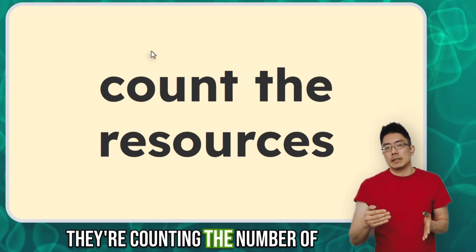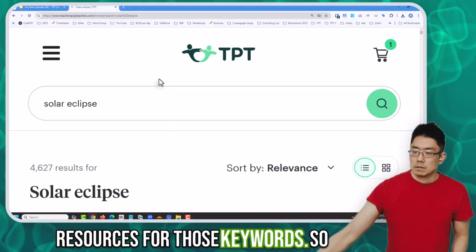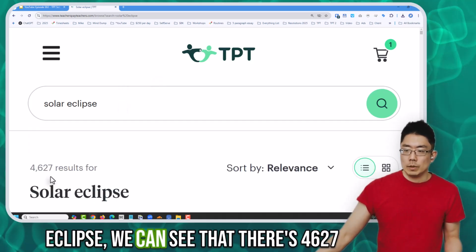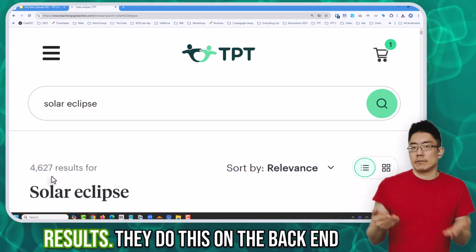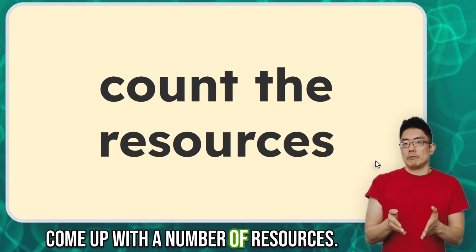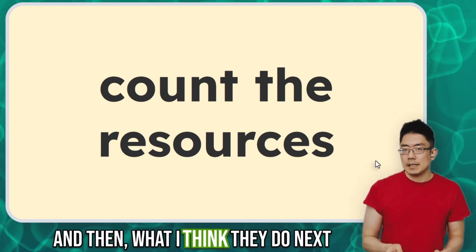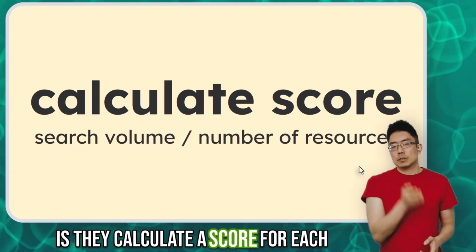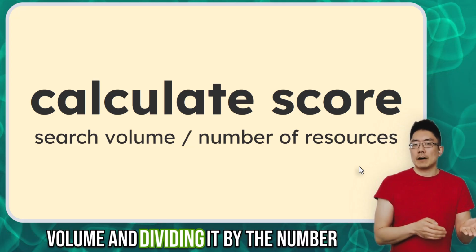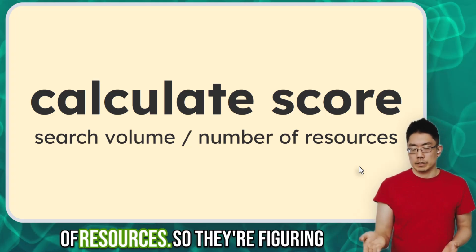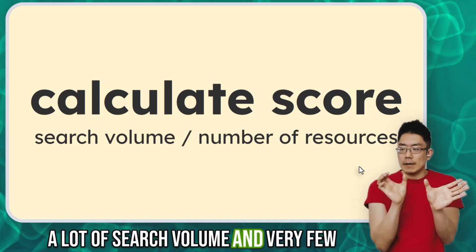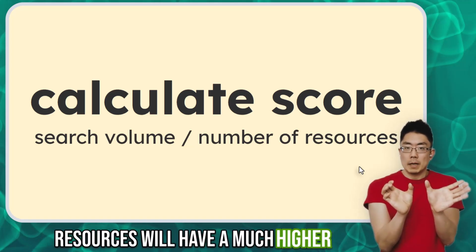Then I think they're counting the number of resources for those keywords. So on the front end, which is what you and I can see, if we type in solar eclipse, we can see that there's 4,627 results. They do this on the back end for each of their keywords, and they come up with a number of resources. And then what I think they do next is they calculate a score for each keyword by taking the search volume and dividing it by the number of resources. So they're figuring out a ratio, and keywords that have a lot of search volume and very few resources will have a much higher score.